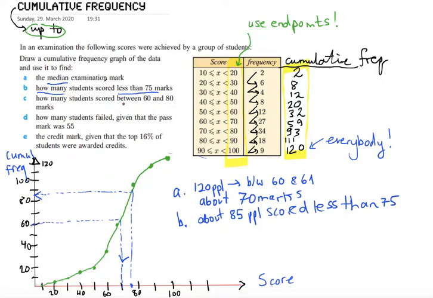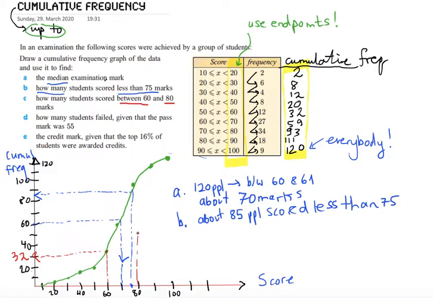So how many students scored between 60 and 80 marks? Okay, so we're going to go for a score of 60. And then let's see how many people that is. So at a score of 60, we're about, I don't know, 30, 32. And I'm cheating a little bit because actually I can see that when I was at 60, my cumulative frequency was 32. And now they're asking us for 80.